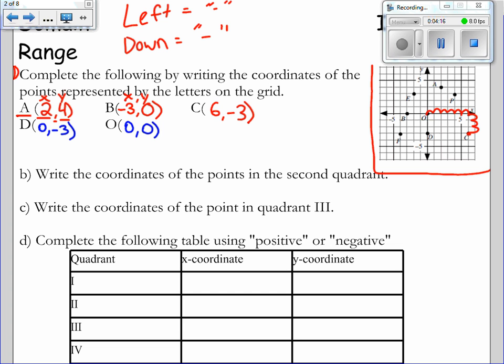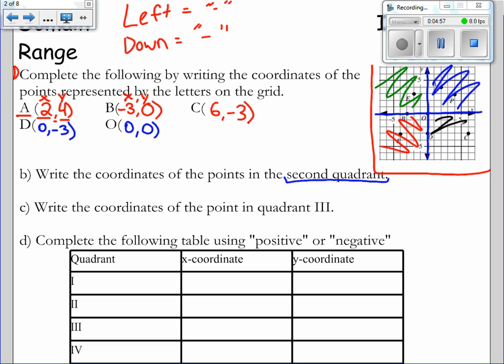Alright. Question 2. Write the coordinates of the points in the second coordinate. So that's a term we need to remember. It's called the second coordinate. Whenever you have a graph like this, you'll notice that it's broken up by a y-axis and an x-axis. And when we break that up, we have 4 distinct quadrants. We have this one, we have this one, we have this one, and we have this one.